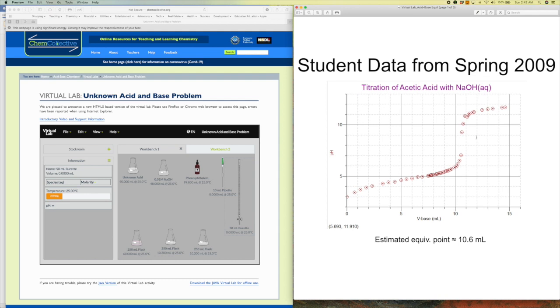Now this is not the data for this experiment. This is data from a student's experiment, an old student's experiment. And so what I wanted you to see is the way this curve works. Notice that when we start, the pH was around 3.3, right? In the beginning, as we added, we went by 1 milliliter increments. The pH increased by some amount, like 0.4 pH units.